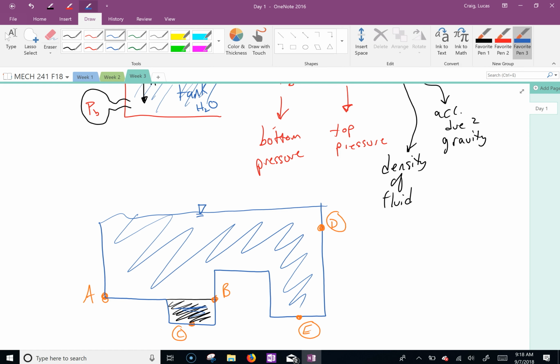So A and B are at the same pressure. C and E are not. And D is the smallest, right?